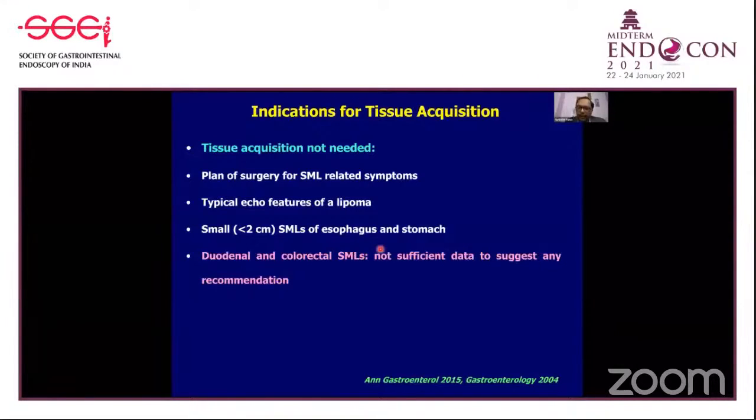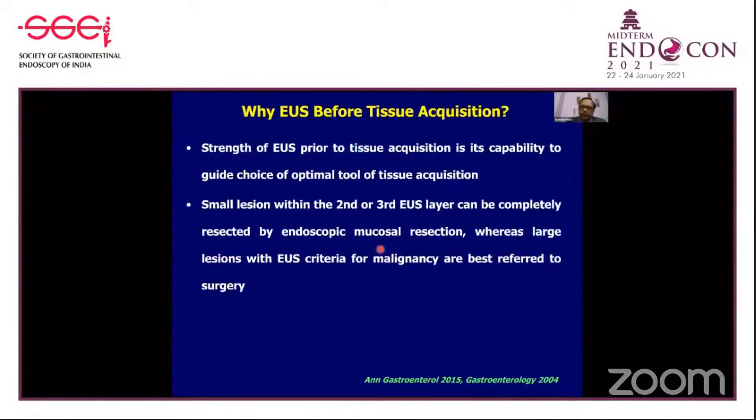However, I have to admit that for duodenal and colorectal submucosal lesions, we don't have sufficient data to suggest any recommendation. So whether to acquire tissue or not should be individualized in any patient based upon the size, EUS appearances, and the symptoms. Before we go on with the tissue acquisition, it is important to do a good EUS because the strength of EUS is its capability to guide the choice of optimal tool of tissue acquisition.